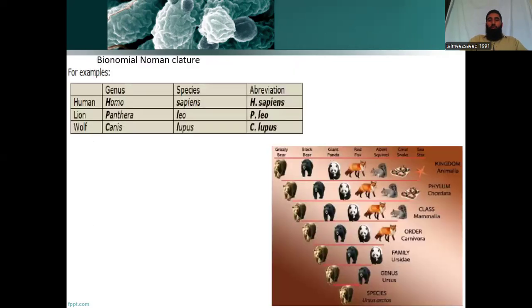Then we are going to study three examples of binomial nomenclature. The first example is human, the second is lion, and the third is wolf. The genus name of humans is Homo, lion is Panthera, and wolf is Canis. The species name for humans is sapiens, lion is leo, and wolf is lupus. The abbreviation for humans is Homo sapiens or simply H. sapiens. Lion is P. leo and wolf is C. lupus.